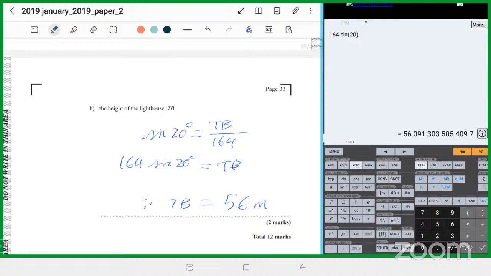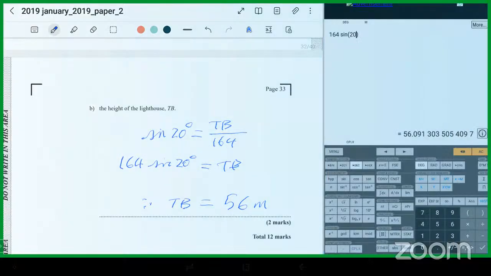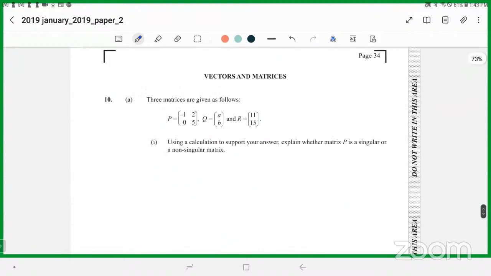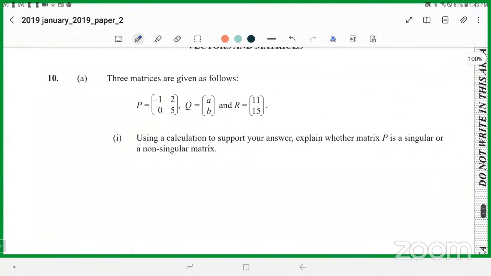All right, finishing now. One more question and we're done. One question left. Here, one question, the last one. All right, let's fly through this one now. Ready? This question gives us these matrices.